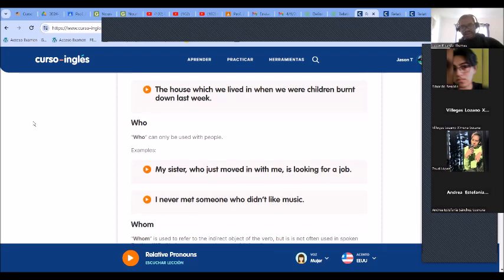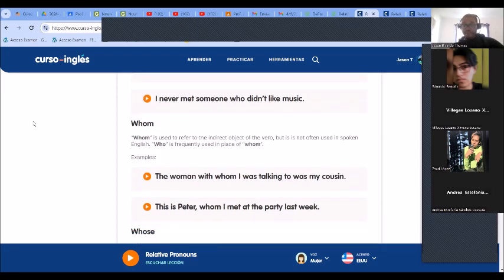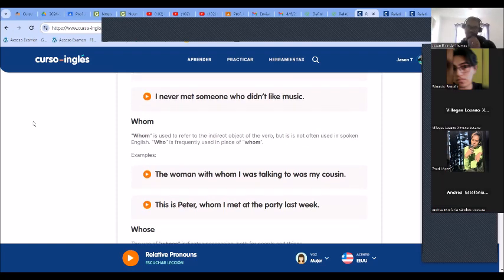Andrea Estefania. Whom? Whom is used to refer to the indirect object of the verb, but is not often used in spoken English. Who is frequently used in the place of whom. Examples: The woman with whom I was talking was my cousin. This is Peter, whom I met at the party last week.